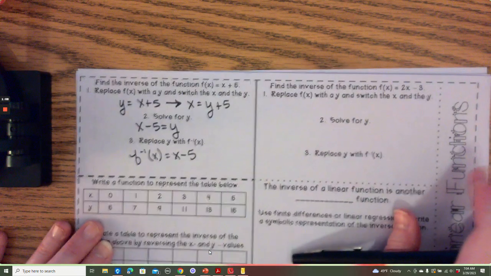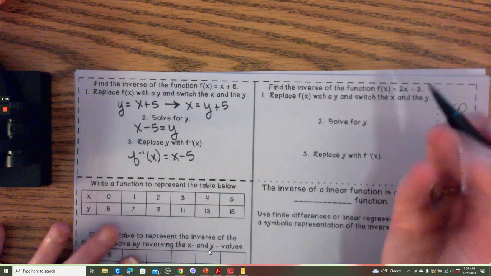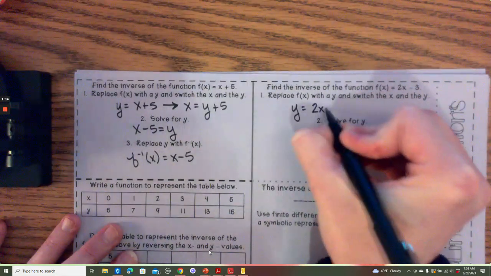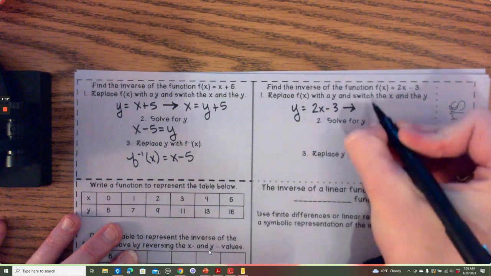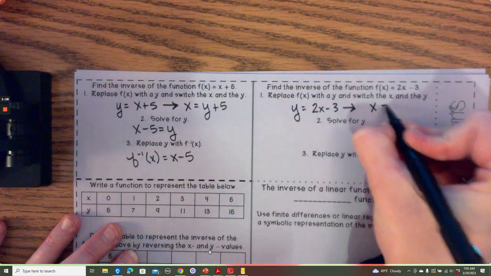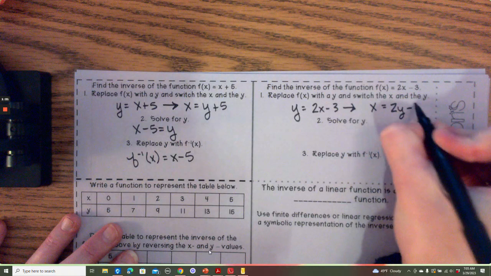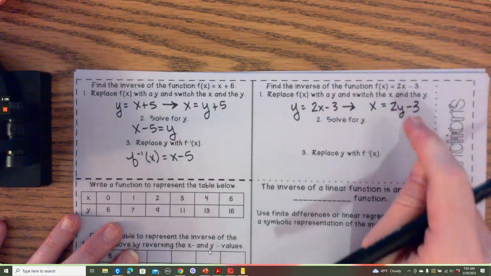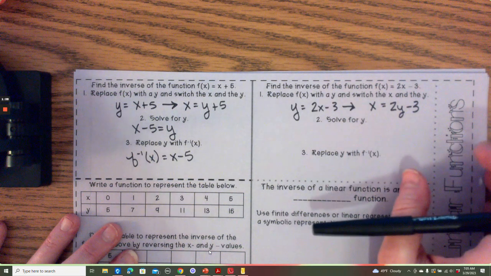Okay. So now we have 2x minus 3. So we're going to replace the f of x with a y, and then we're going to flip. So it would be x equals 2y minus 3. So when we flip, we literally just take the x and stick it in the y spot, take the y, stick it in the x spot.